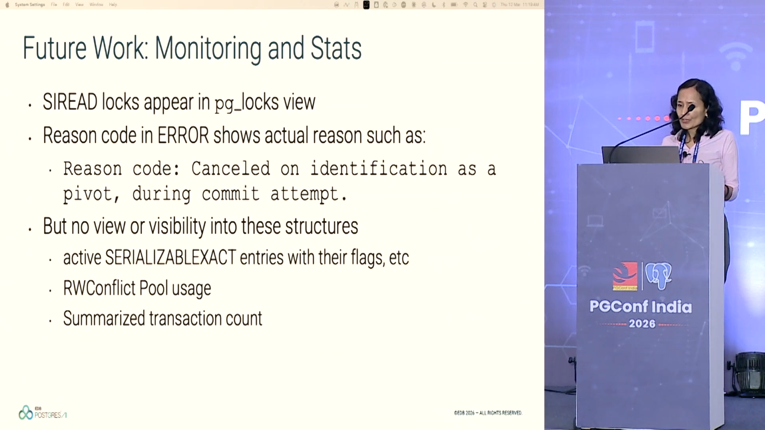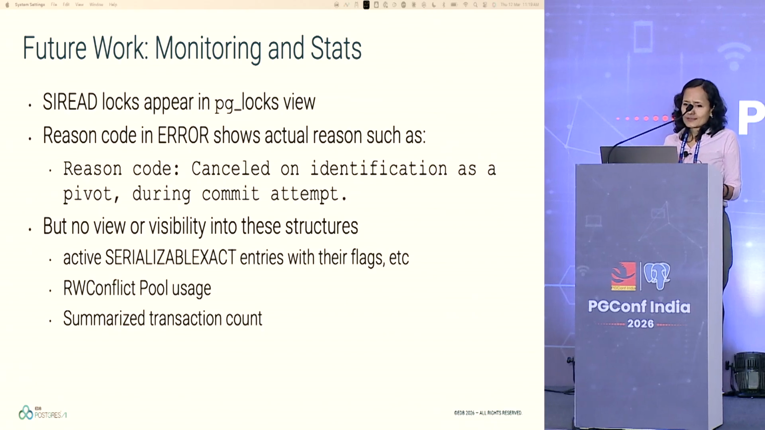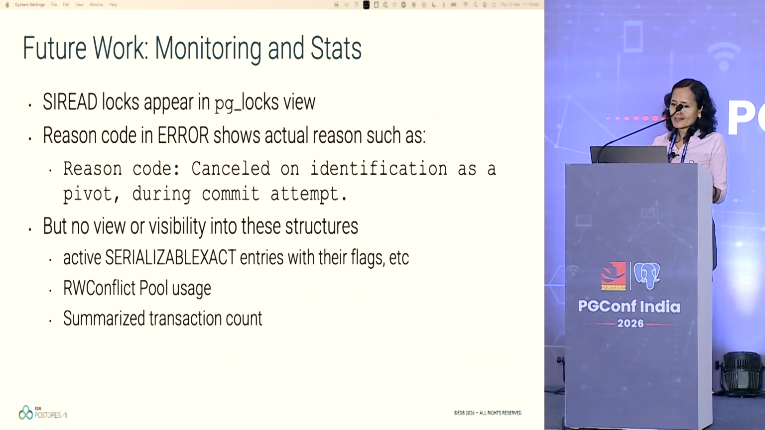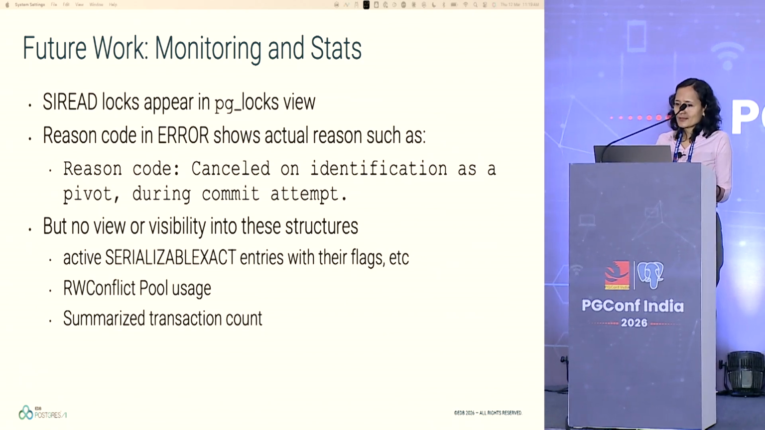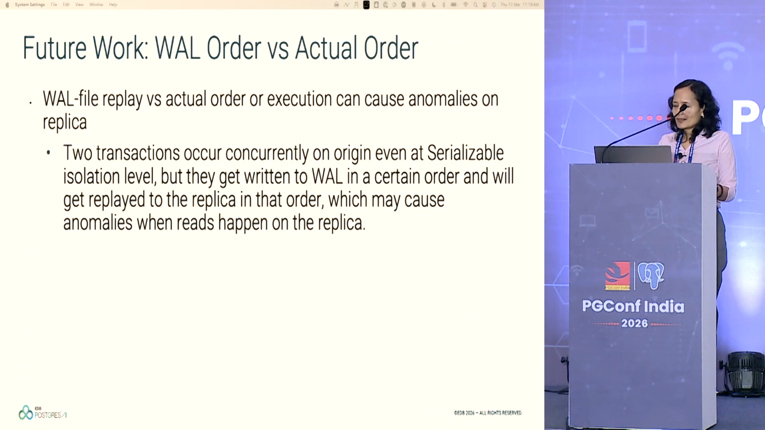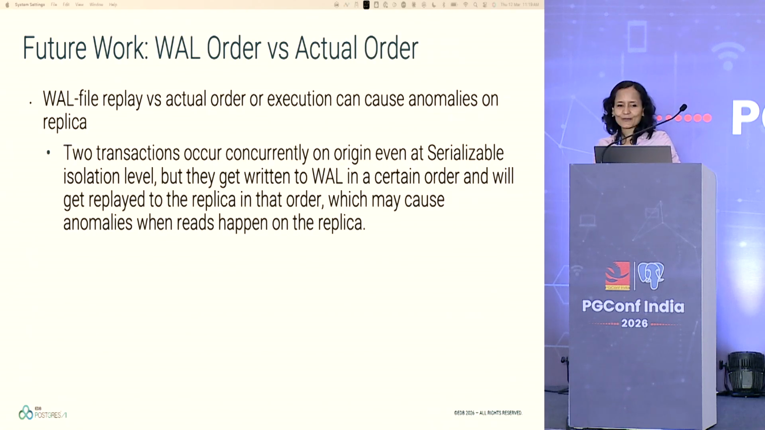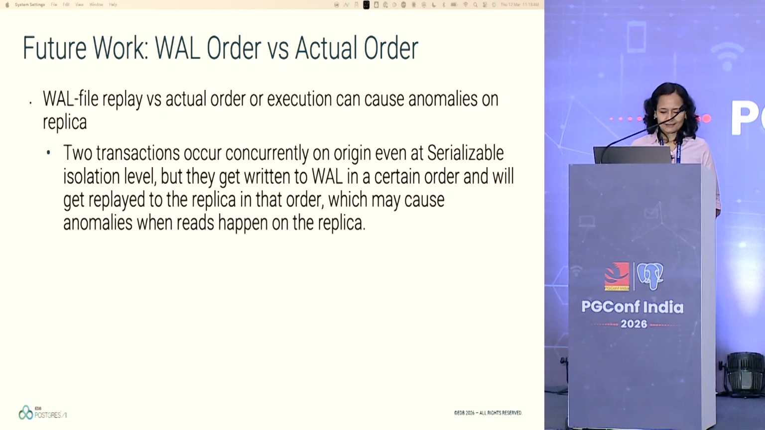There is work needed with monitoring and statistics. SI read locks appear in the pg_locks view, and the reason code shows detailed reasons such as this and many more, telling us what caused the cancellation. But there is no visibility into the serializable entries, like for example, the one we saw with the on-call engineers. So yeah, these are some of the shortcomings today, and I'm almost at the end. So yeah, that's about it.